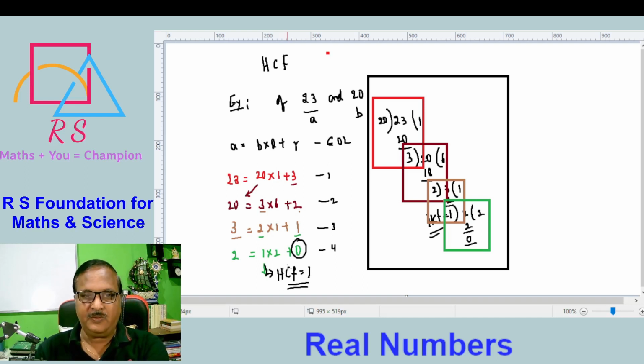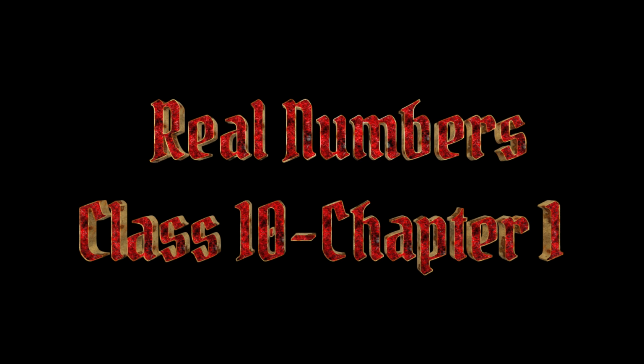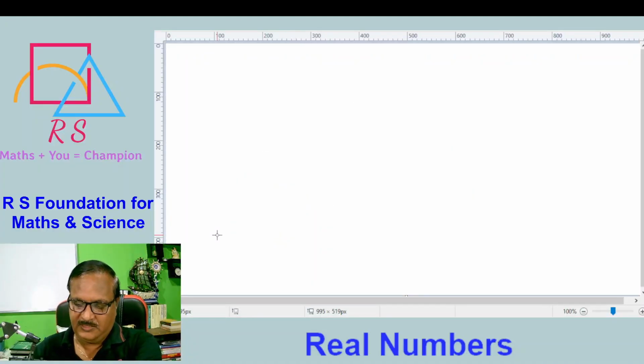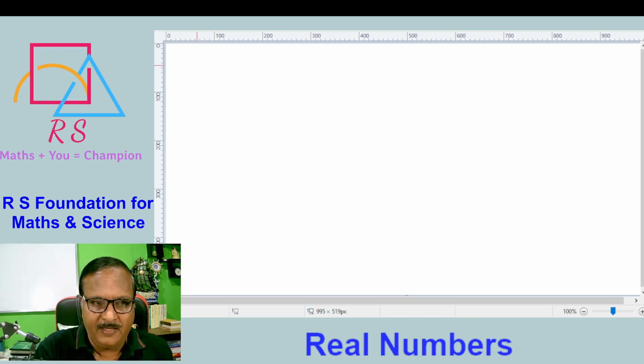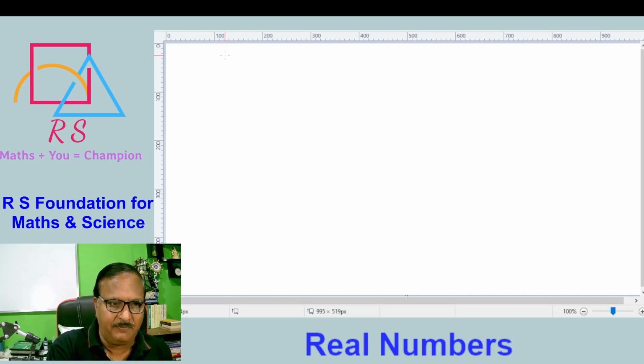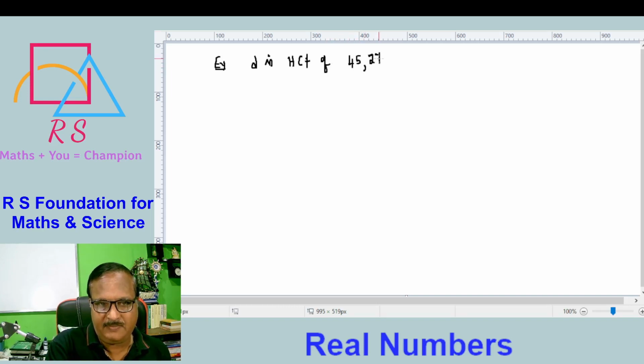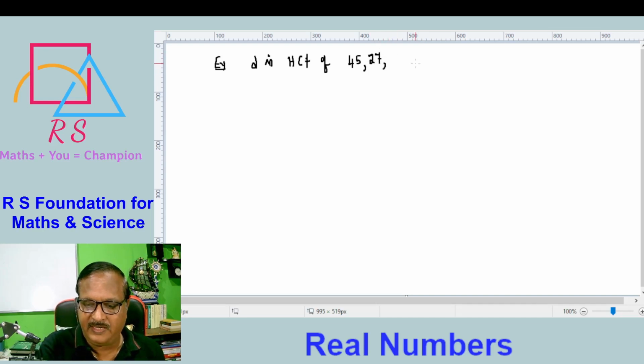Now we will have one more question, an application. This is also a very important question. It is confusing also. I am taking an example here. D is the HCF of 45 and 27. It is easy, but it looks confusing. Find x and y.